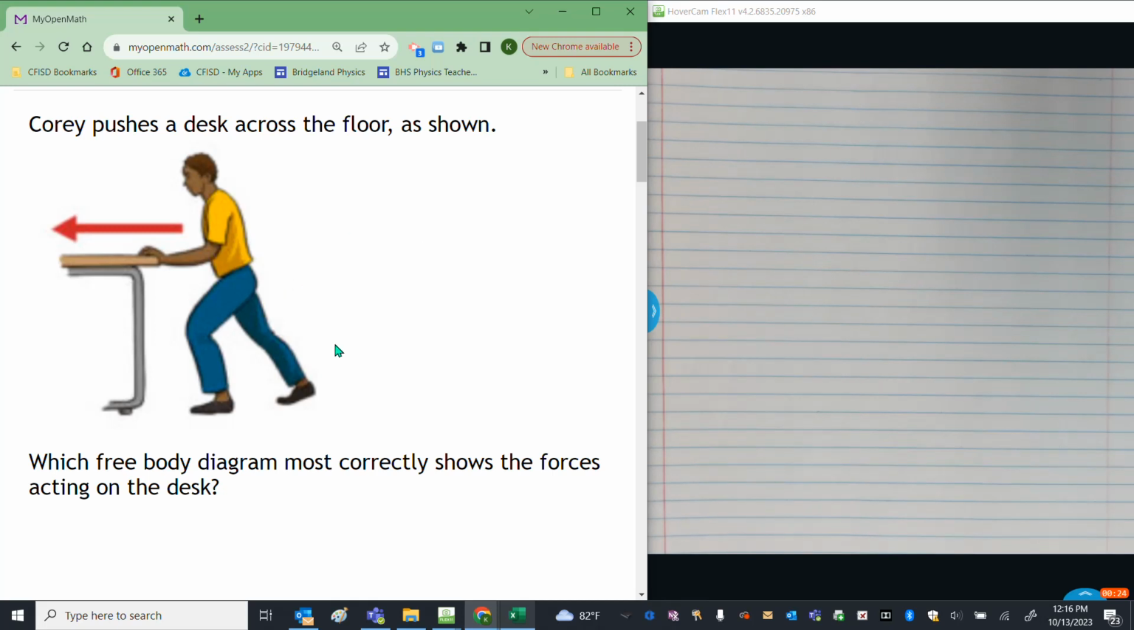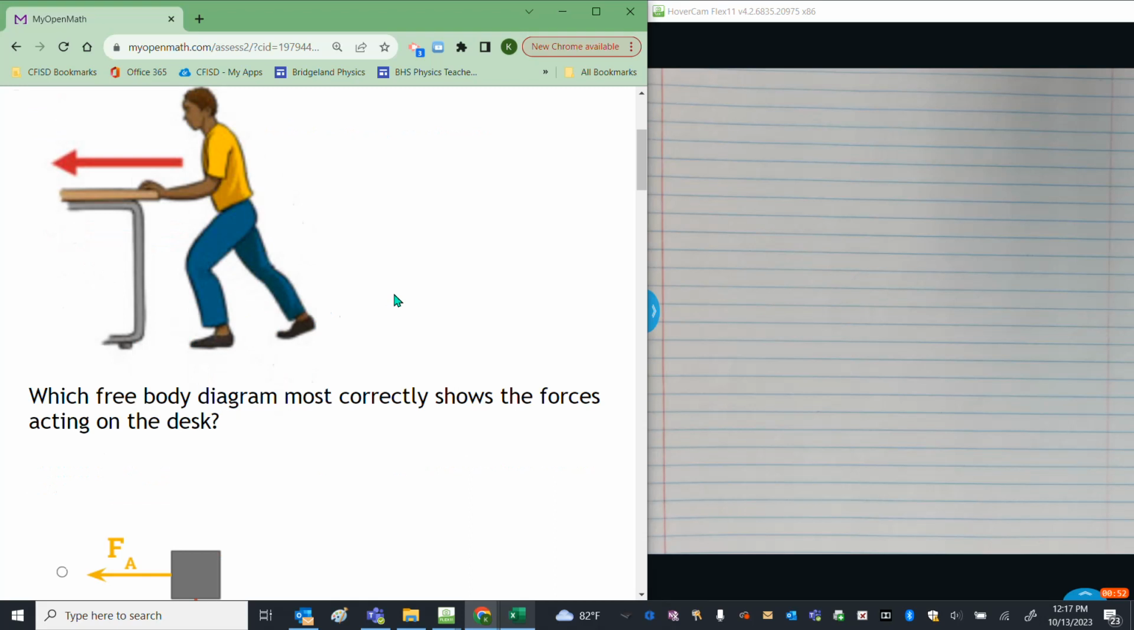And so again, in this situation, when you're doing a free body diagram, you have to first of all identify the system, and it's identified in the question. What are the forces on the desk? After you have the system identified, you then have to determine what forces are acting on that system. So what forces is the desk experiencing? Obviously, Corey is pushing it, and you can see that that is represented here by this red arrow showing an applied force from Corey on the desk. But that's not the only force acting on the desk.